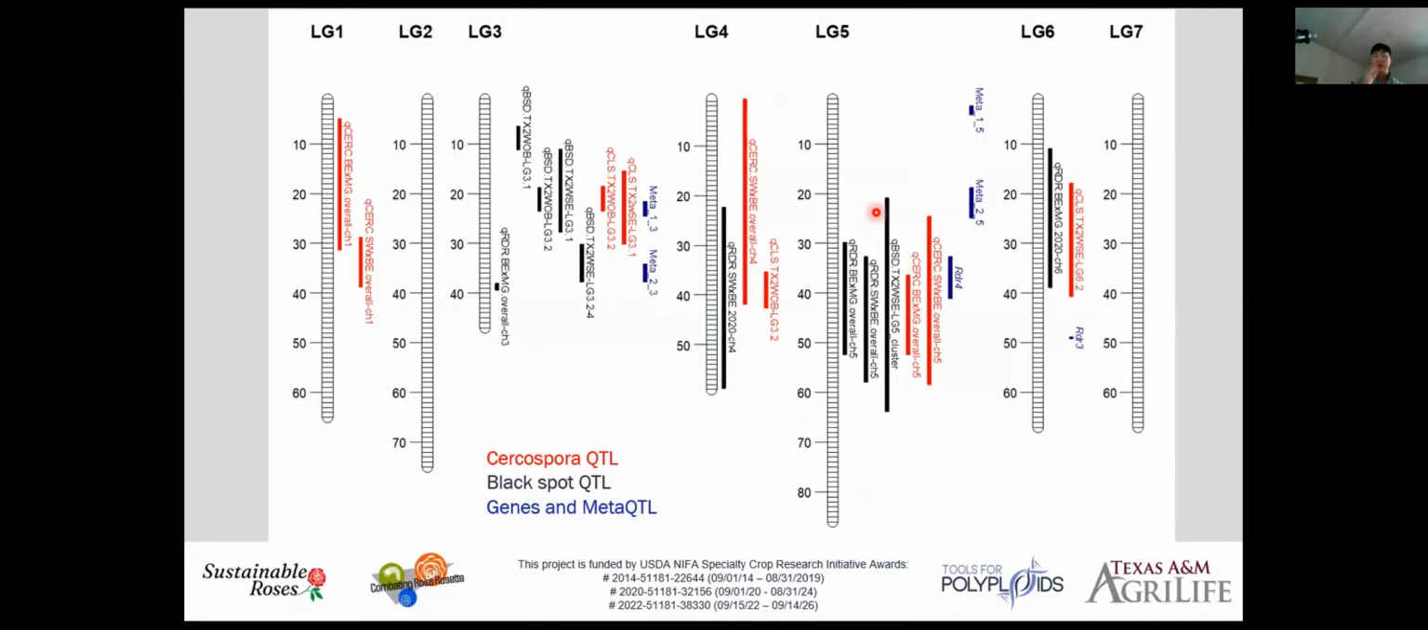So here's just another view of the QTL that we found on both the diploids and the tetraploids for black spot and Cercospora. In black are the black spot QTLs, in red are the Cercospora QTLs, and the blue are black spot related QTL or meta QTL that have been mentioned in other papers. And just to see how linkage group 3 that we talked about in the diploids has that overlap, and linkage group 5, how there's that overlap between the two traits. Those are just interesting things.